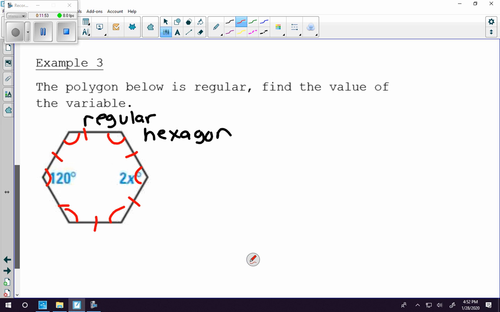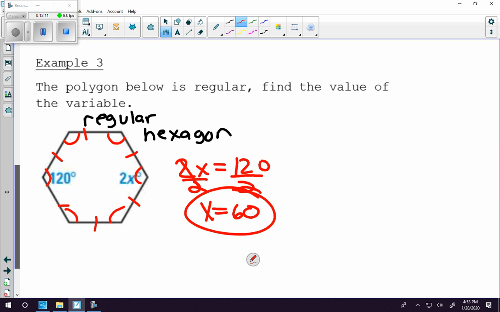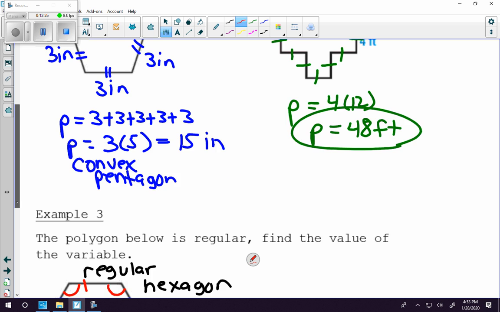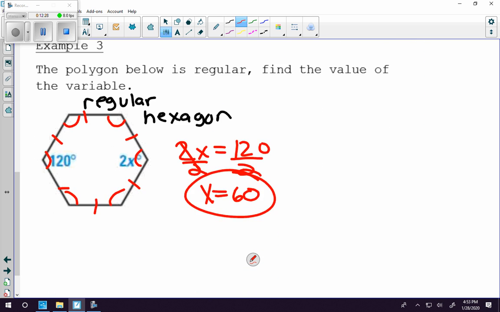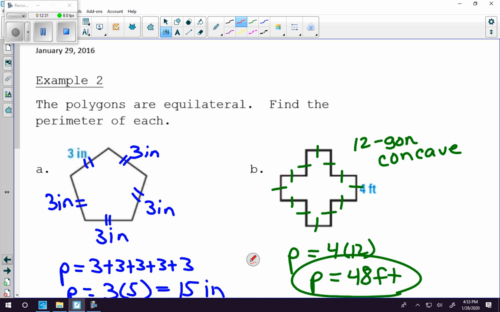Using this notion of equiangularness from this regular hexagon, we now know that all interior angles are congruent. Therefore, that angle is congruent to that angle. If we divide both sides by 2, we get the value of the variable. X is equal to 60. We're definitely not going to put a degree symbol there because that angle is 2 times our answer, and it's not represented just as X. So we're not going to give it a degree symbol. And I think that's all we have for 8.1. Thank you very much.